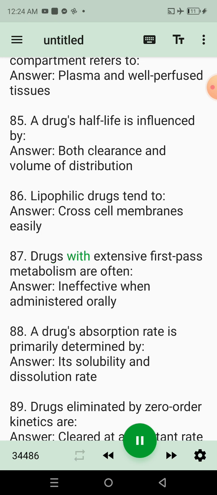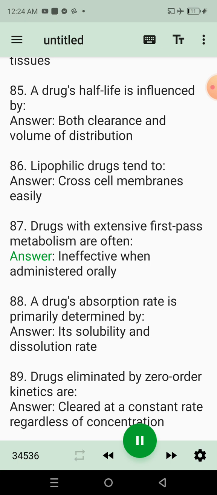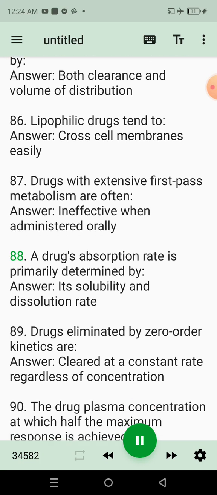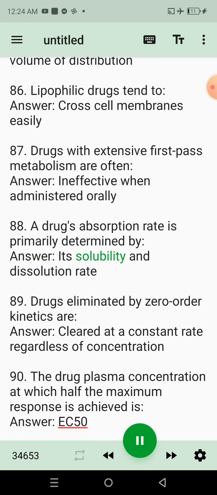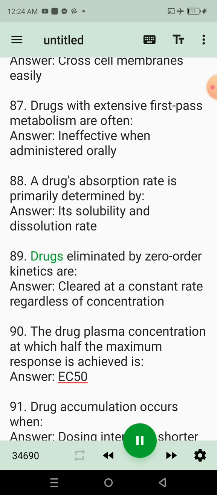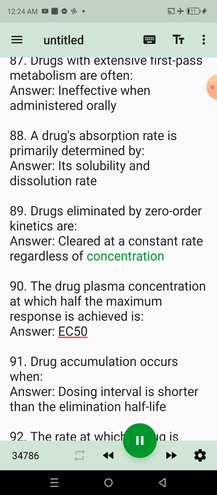87. Drugs with extensive first-pass metabolism are often? Answer: Ineffective when administered orally. 88. A drug's absorption rate is primarily determined by? Answer: Its solubility and dissolution rate. 89. Drugs eliminated by zero-order kinetics are? Answer: Cleared at a constant rate regardless of concentration.